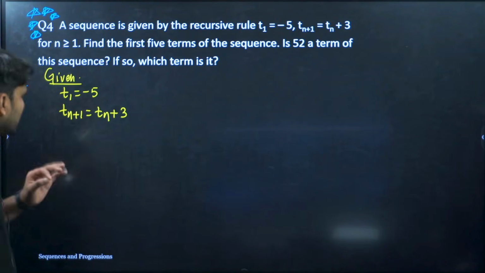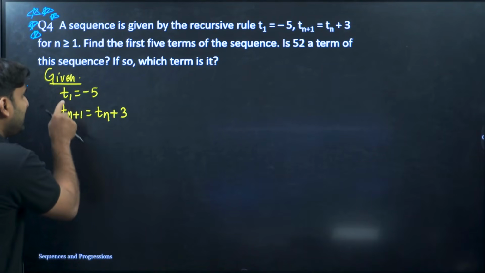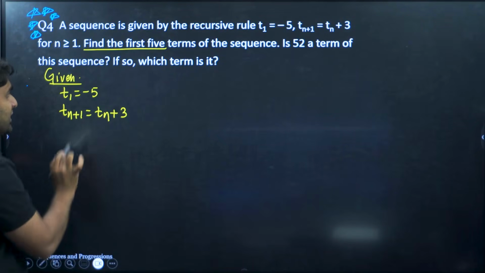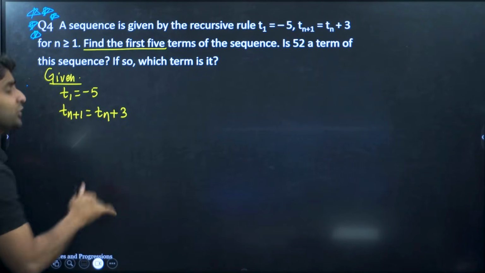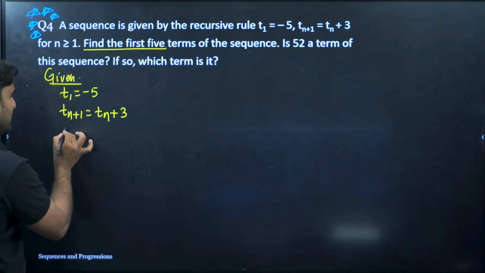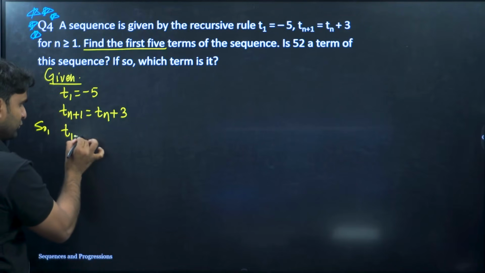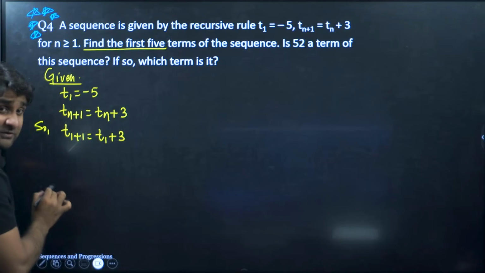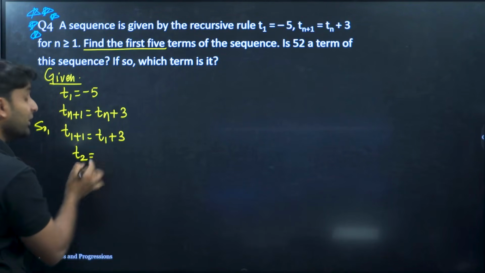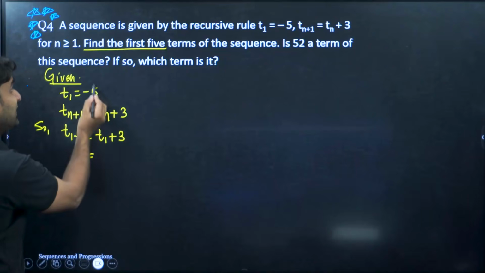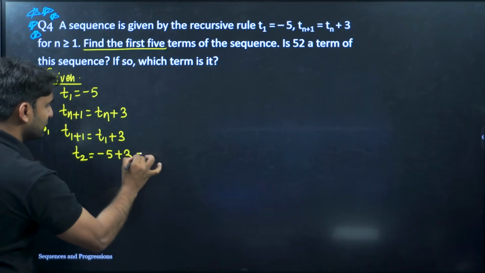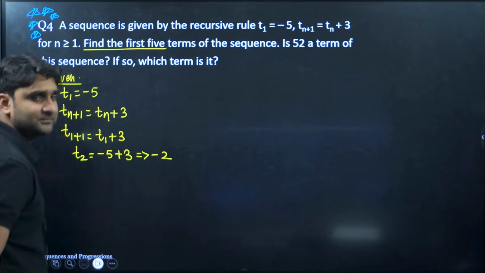Listen everyone, focus. We already have t1 equal to minus 5, and the question is: find the first 5 terms. Since we have t1 already, let's put n as 1. At the place of n, this will be 1 plus 1, and this is t1 plus 3. 1 plus 1 is equal to 2, so we have t2, the second term, equal to t1 plus 3, and t1 we have minus 5, so we put minus 5 plus 3. So t2 is equal to minus 2.